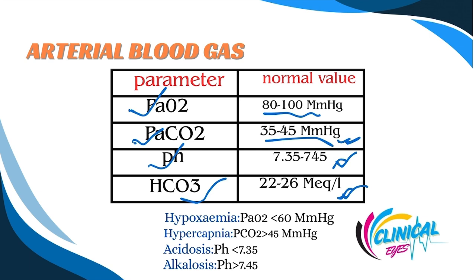So hypoxemia means when partial oxygen is less than 60 millimeter of mercury. When partial carbon dioxide level is greater than 45 millimeter of mercury, we call it hypercapnia. When pH level is less than 7.35, it's called acidosis, and when pH level is more than 7.45, it's called alkalosis.